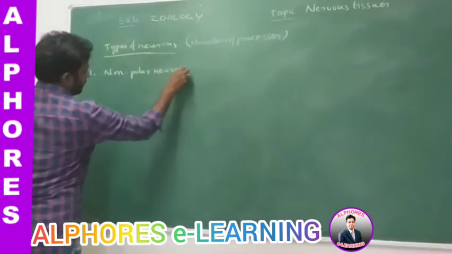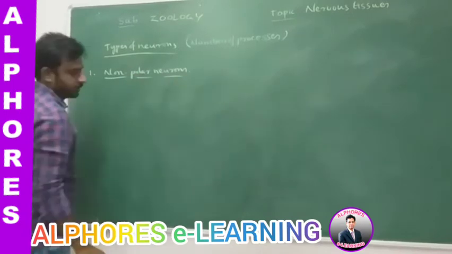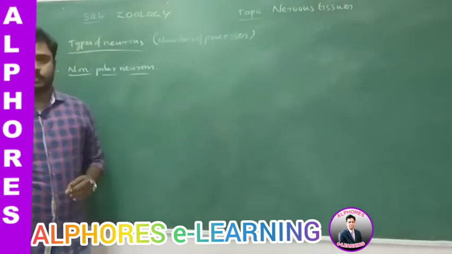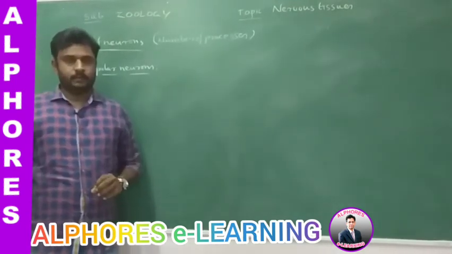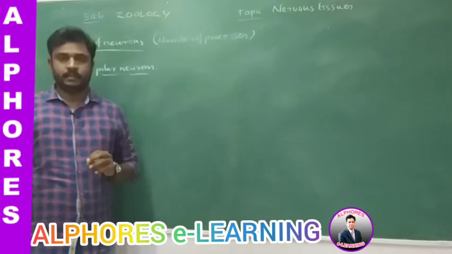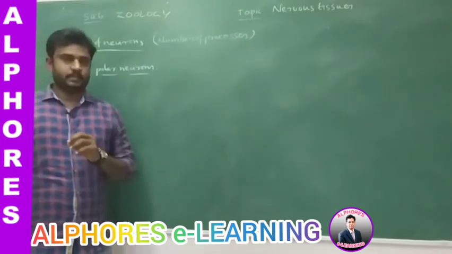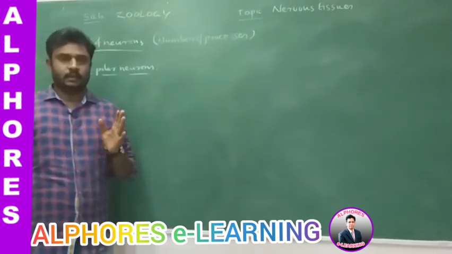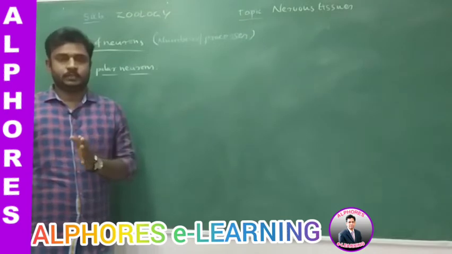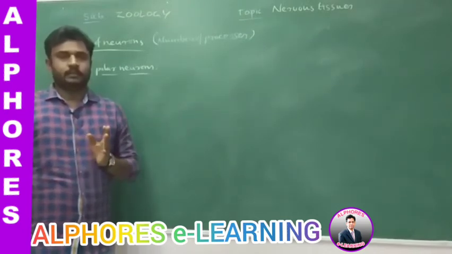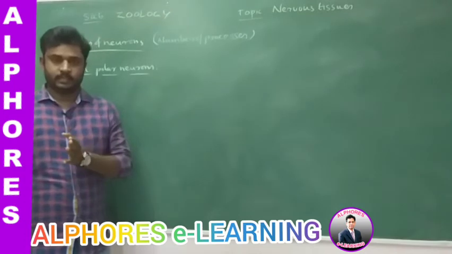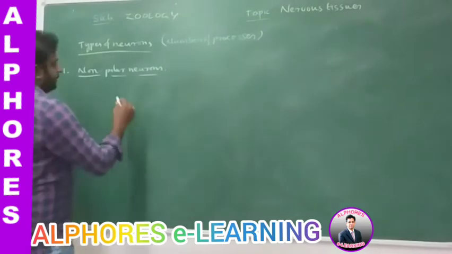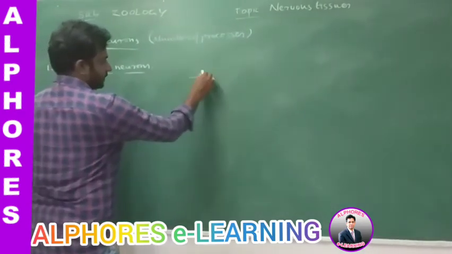Non-polar neurons are having processes, but there is no differentiation between the dendrites and axon. We discussed the structure of the neuron. Dendrites are the afferent processes which conduct the impulses toward the cell body. The axon is the efferent process which conducts the impulses away from the cell body. Here also, in the non-polar neurons, processes are present.